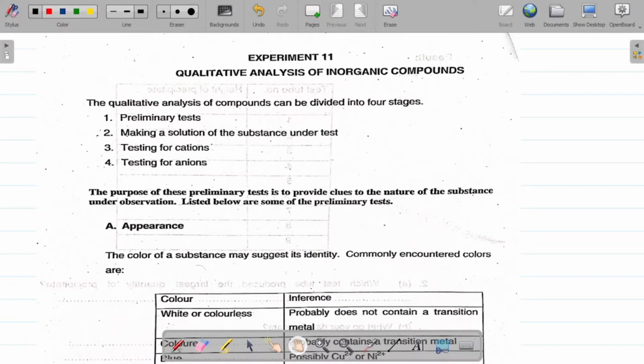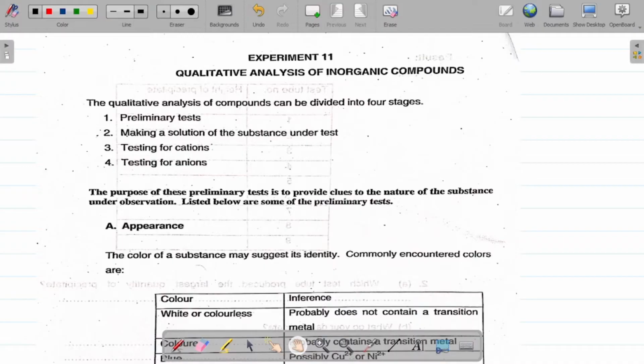For today's class, we'll be looking at the solution to experiment 11 of the organic chemistry manual. For this one, we'll be looking at the qualitative analysis of inorganic compounds. Now, first things first, before we look at this, let's understand what qualitative analysis means.